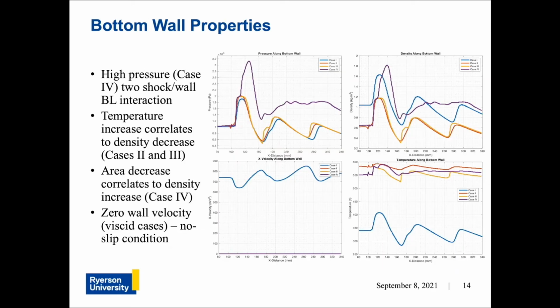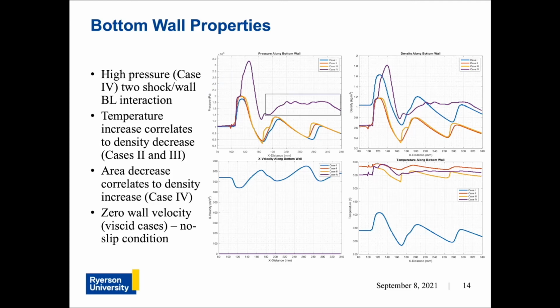Peaks and troughs in the flow properties along the bottom wall occur for the same reason as they did along the centerline, so we will instead move on to the obvious discrepancies between the cases. The high pressure spike in case 4 is due to the 2 oblique shock interactions at the wall, whereas the other cases only have 1 oblique shock.